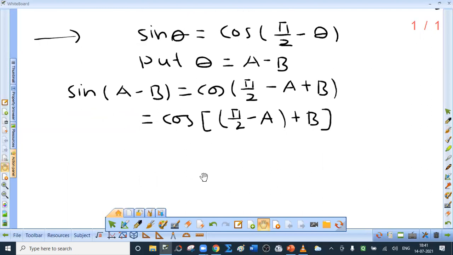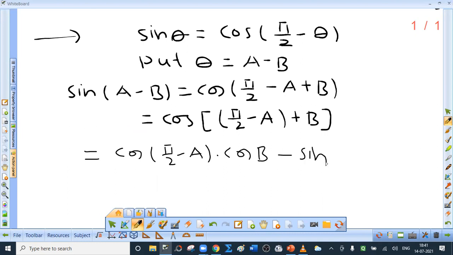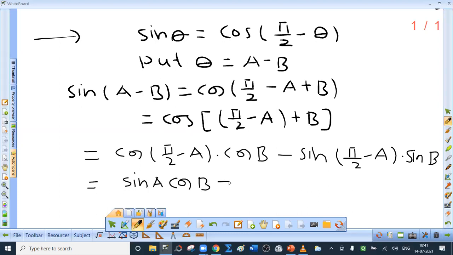Now, what is cos of first plus second? It is cos first, so cos of pi by 2 minus a into cos second, minus sine of first into sine of second. We are not assuming this, we have already proved this. Now, what is cos of pi by 2 minus a? Sine a. So it is sine a cos b. What is sine of pi by 2 minus a? Cos a. So minus cos a sine b. And that is why sine of a minus b is sine a cos b minus cos a sine b.